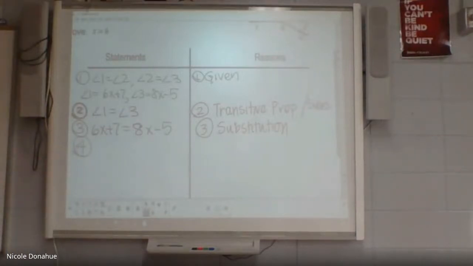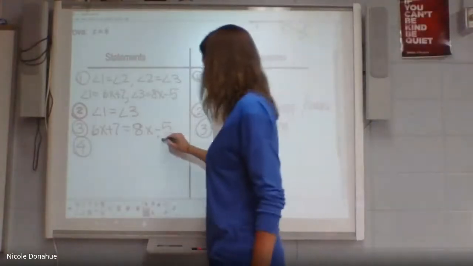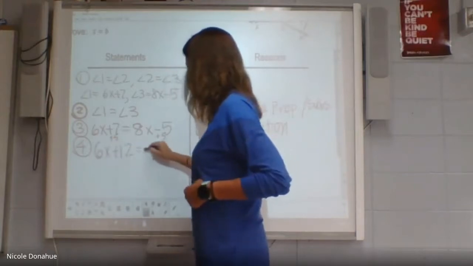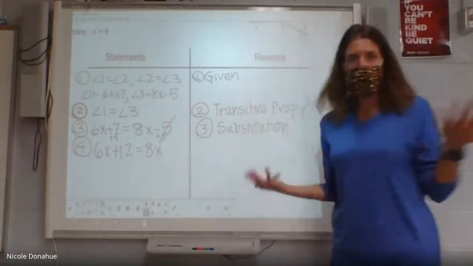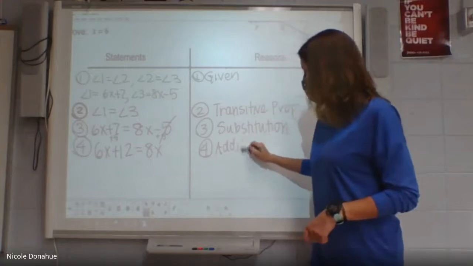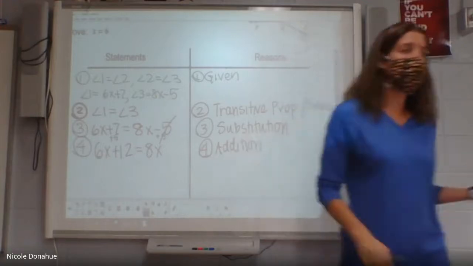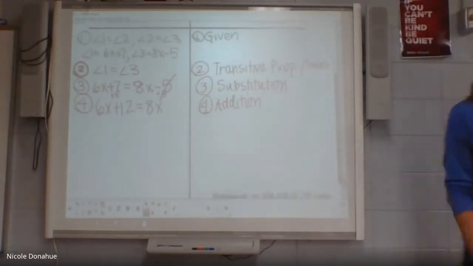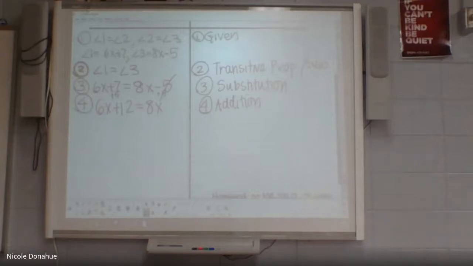What do you guys want to do next? What should we do? Add 5. You want to add 5? That's fine. We can add 5. So since we're adding, obviously it's addition property. So we get 6x plus 12 equals 8x. And that's what Peyton suggested. That's fine. So he did addition. Now if someone's like, I wouldn't have done that, then you should have spoke up. He's the only one who answered me, so I'm going with what he says. And that works fine.